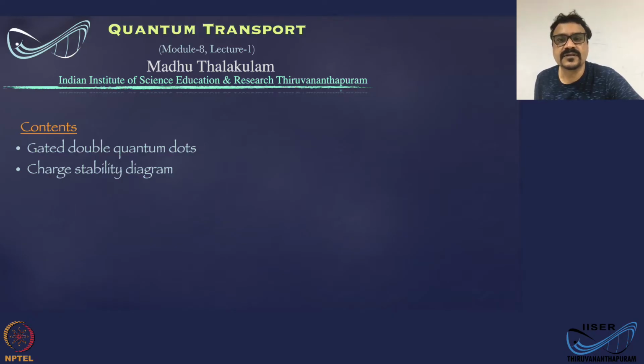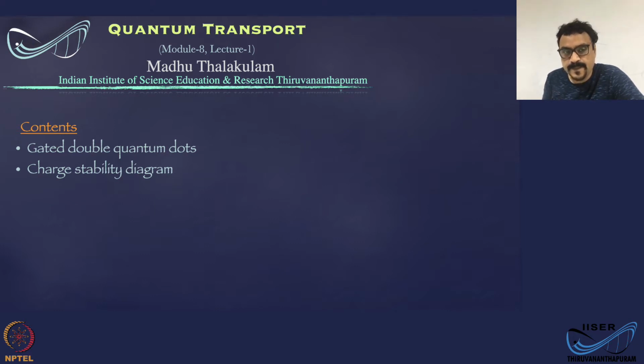In the previous module, we discussed transport through single quantum dots. We discussed the single electron charging phenomena, Coulomb blockade oscillations, transport in large quantum dots, Coulomb diamonds, transport in smaller quantum dots, single particle states, and all those properties. So in this module, we will discuss transport in double quantum dots or coupled quantum dots.